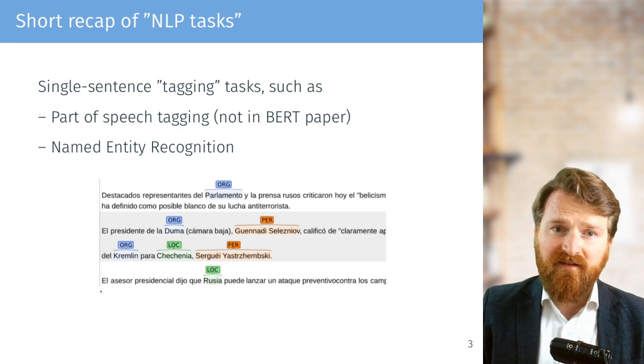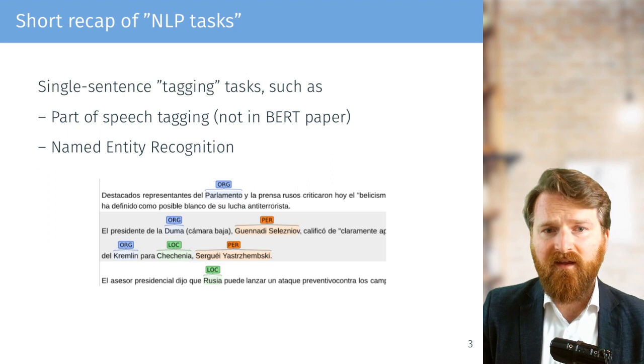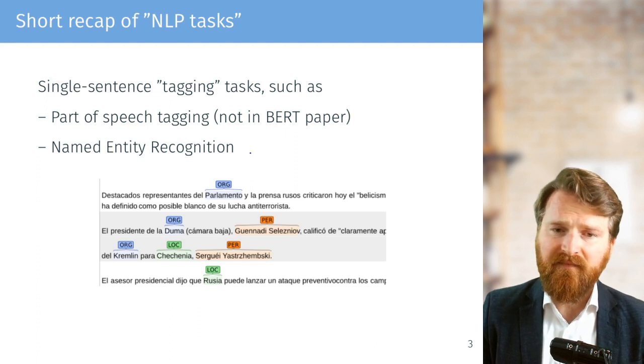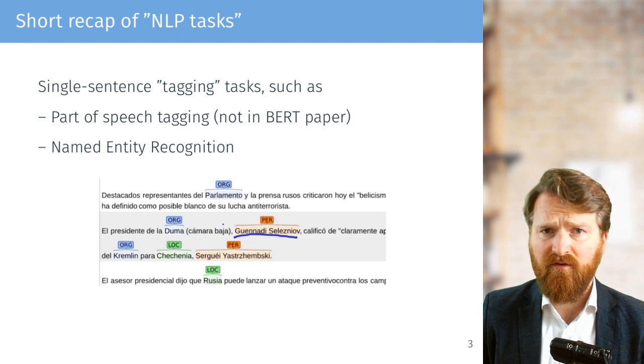There are single sentence tasks, as we've seen before. For example, part of speech tagging, or, although this is not in the paper, named entity recognition, which we had in the first or second lecture already. Here's an example of named entity recognition. It's a tagging task where we tag each token or sequence of tokens and label them as person, organization, location and so on. This is considered a sort of low-level task.